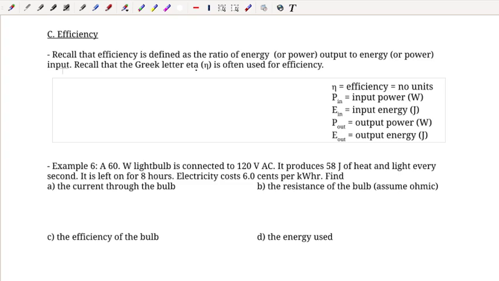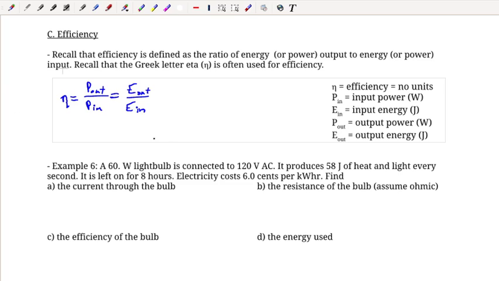And recall that the Greek letter eta, which kind of looks like an N, but it has a little bit of a long tail and a curl at the beginning, is often used for efficiency. So as an equation, I've got eta is equal to P out, power output, over power input, P out over P in. Or if I'm thinking in terms of energy, this is E out over E in. You can do it in terms of power or in terms of energy.